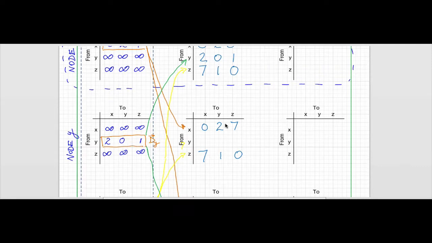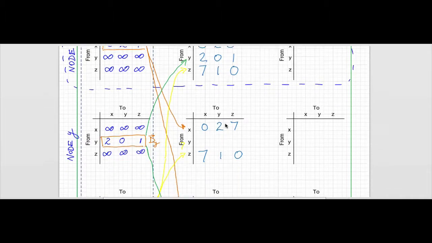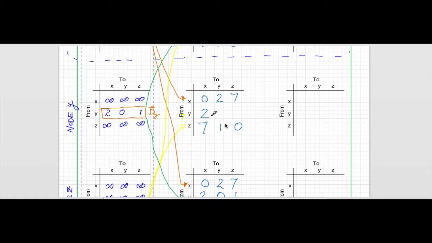So Y receives this message, and it checks and says, if I am Y, can I reach X or Z at a lower cost with these updates that I have received? And the answer is no, because X, as you see from the figure, we can still do this at the cost of 2. There's no way to do it at a lower cost.